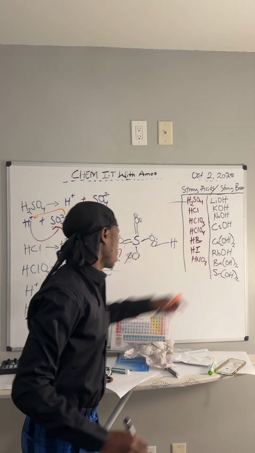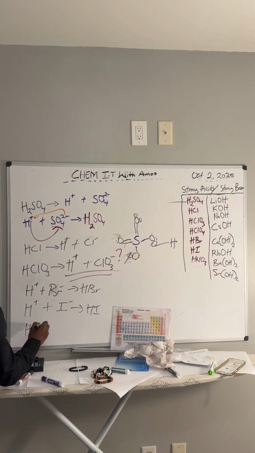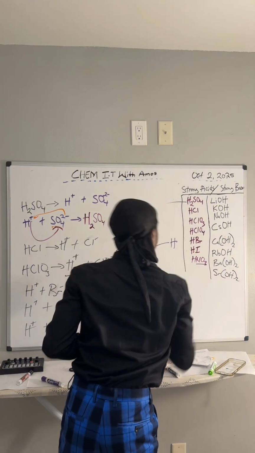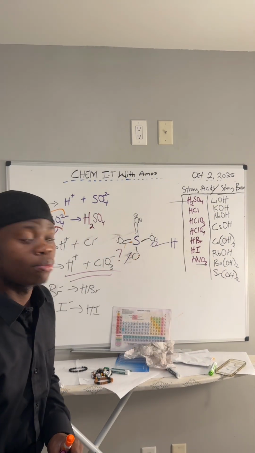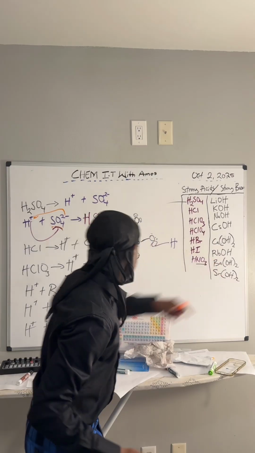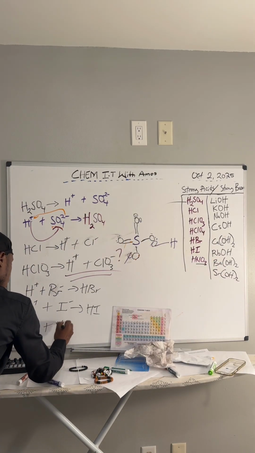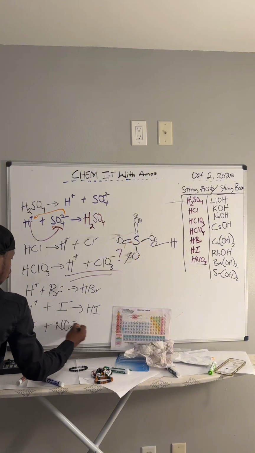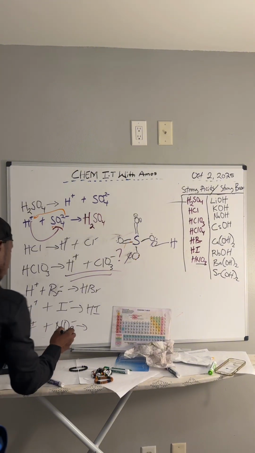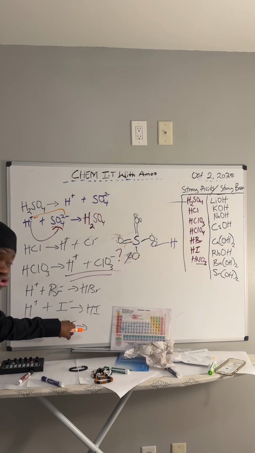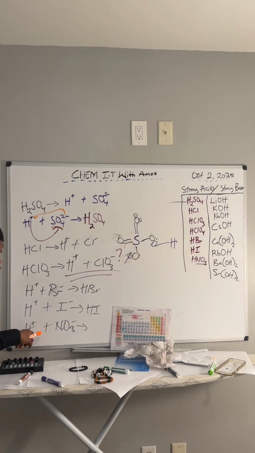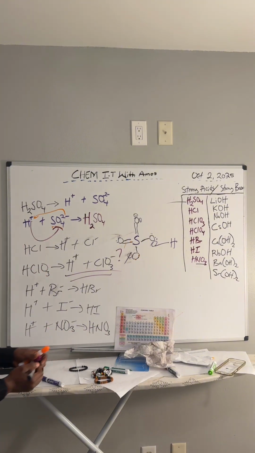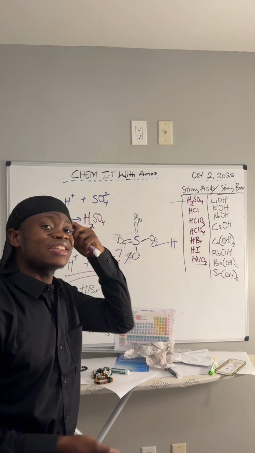What about this? It was H plus. This was an ionic compound with NO3 minus. There was a negative charge right here, so it was NO3 minus. They found that they can still accept one more electron, so they will have a bond to the H here. It just becomes HNO3.